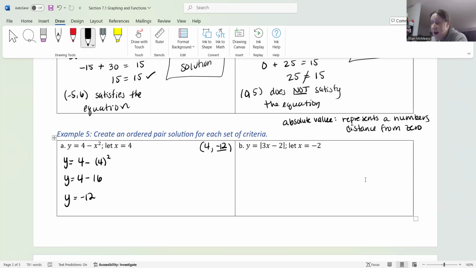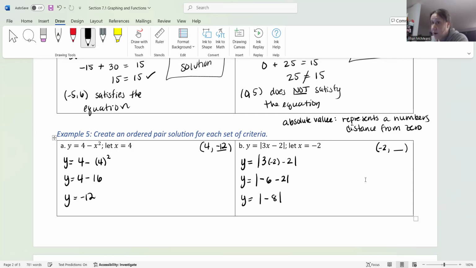So the same thing, we want to create an ordered pair. We know that we want x to be negative 2. What in the world would y have to be so that we can create an ordered pair solution to the equation y equals the absolute value of 3x minus 2, okay? So we're going to take the equation y equals the absolute value of 3x minus 2. Anywhere we see an x, we're going to plug in a negative 2, okay? So inside the absolute value bars, we have 3 times negative 2 minus 2. We need to follow the order of operations. So 3 times negative 2 is negative 6. And then negative 6 minus 2 is negative 8.